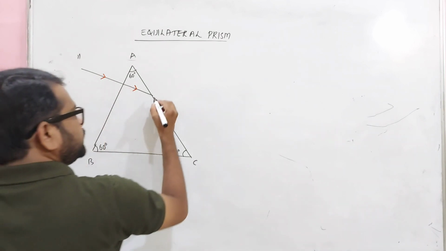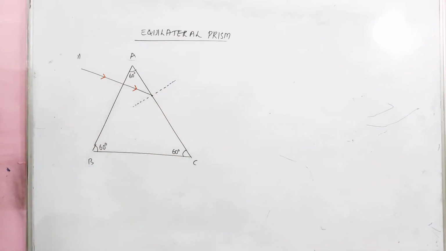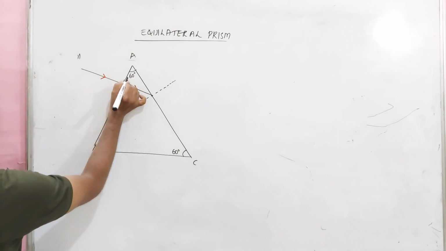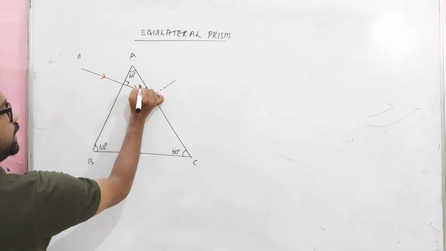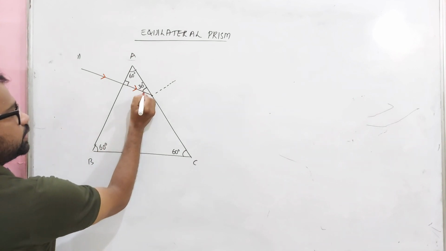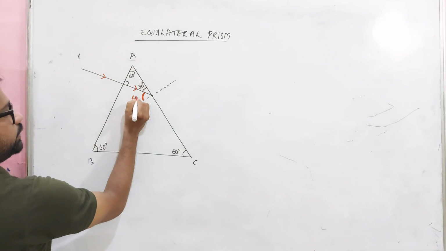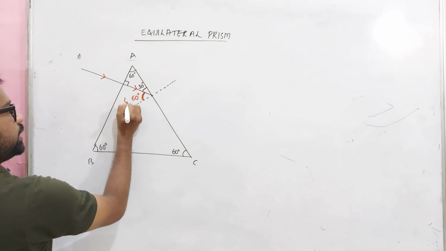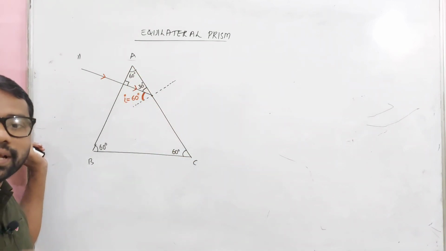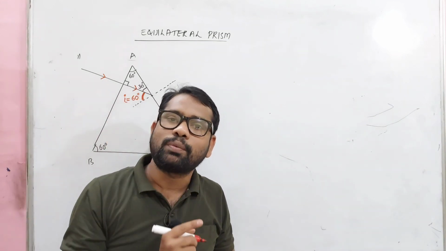But dear children, at this point, let us make a normal here. This is 90, this is 60, and this will be 30 degrees. Then obviously, dear children, this is going to be 60 degrees. This means the angle of incidence at the AC surface is 60 degrees.